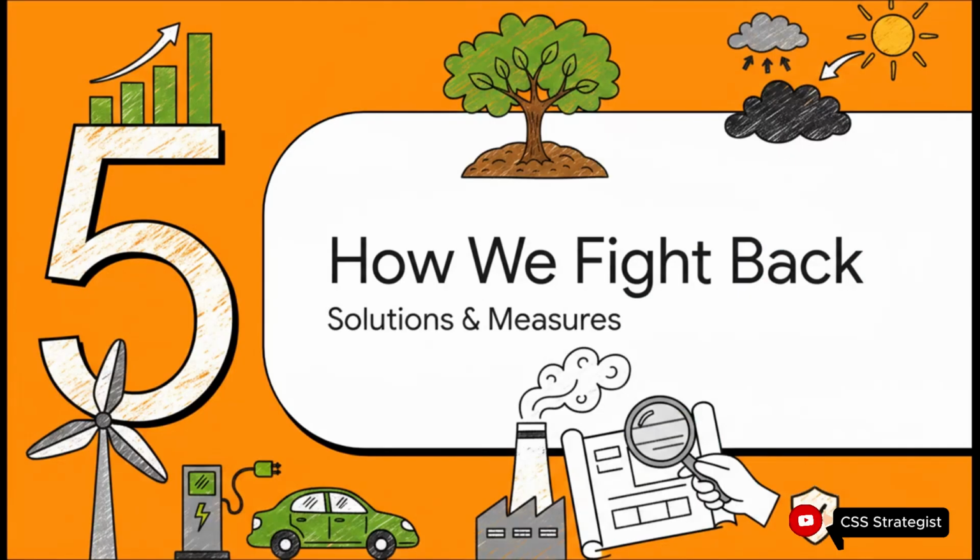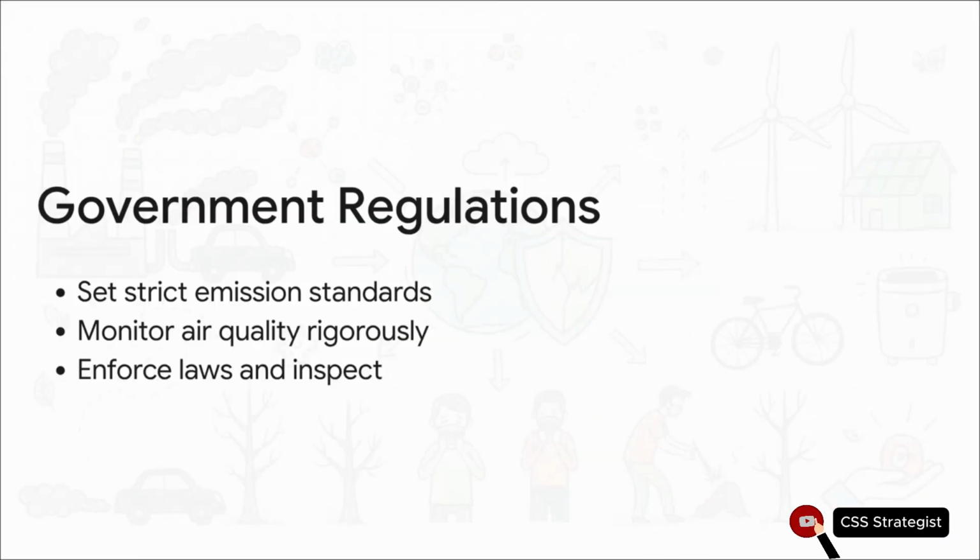So, how do we fix it? Section 5, How We Fight Back. We'll cover the solutions and control measures. Okay, administrative reform is your bread and butter here. Without a rock-solid legal framework, voluntary changes just do not work.